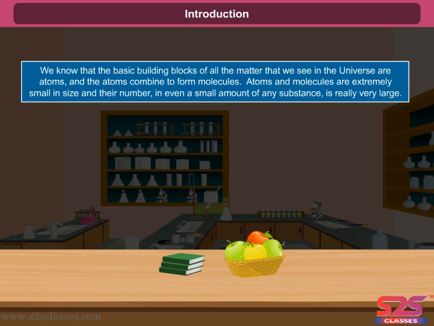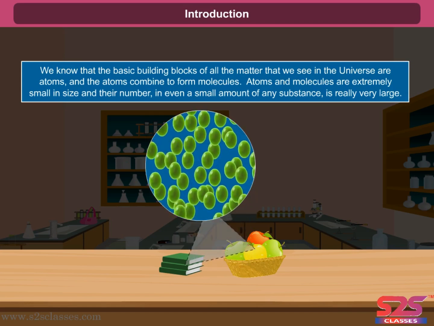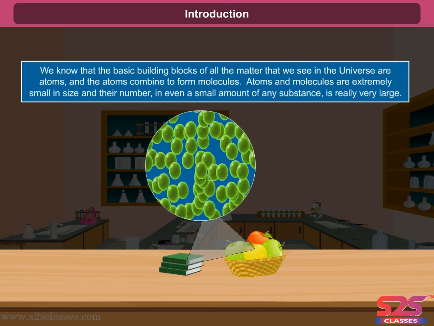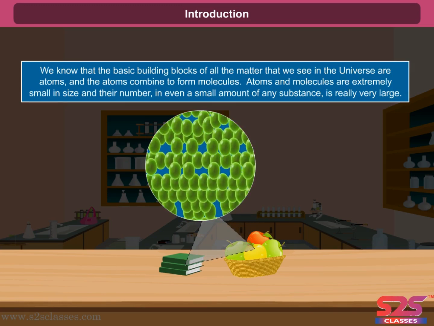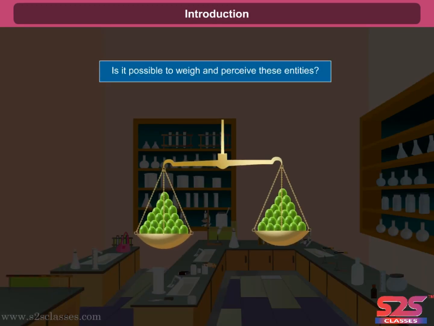We know that the basic building blocks of all the matter that we see in the universe are atoms, and the atoms combine to form molecules. Atoms and molecules are extremely small in size, and their number in even a small amount of any substance is really very large. Is it possible to weigh and perceive these entities?